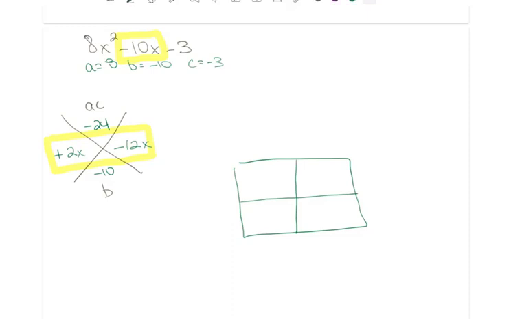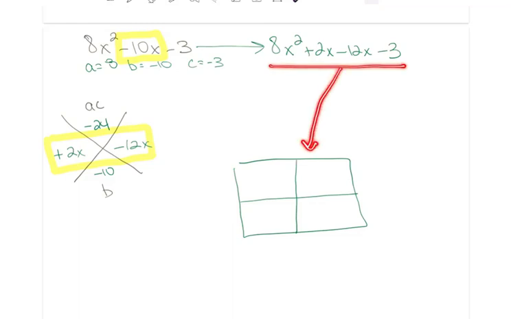So I now can rewrite this quadratic as 8x squared plus 2x minus 12x minus 3. And are those values the same thing? They're exactly the same, right? You're just writing it in a different representation. Instead of writing it as negative 10x, you're just writing it as 2x and negative 12x. So now I have 4 terms. Can I fit 4 terms into 4 spots?